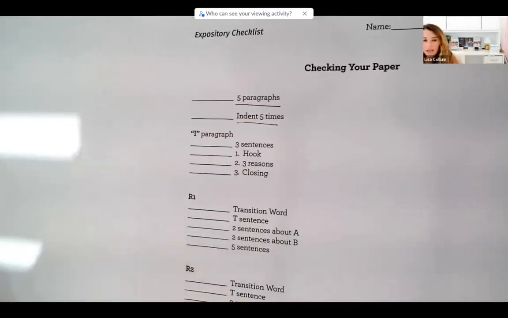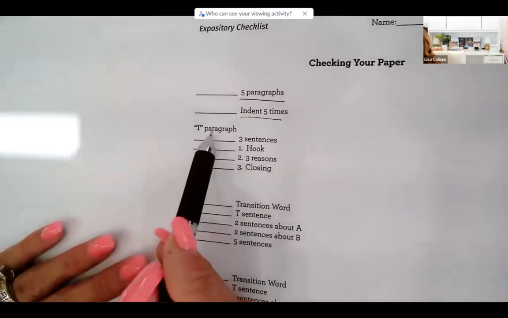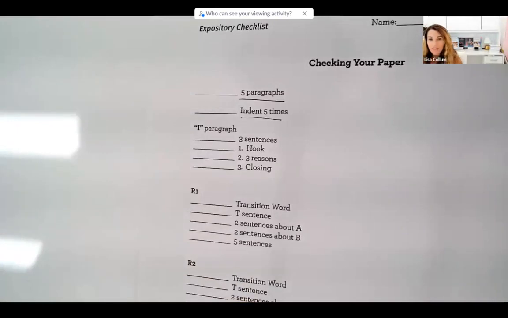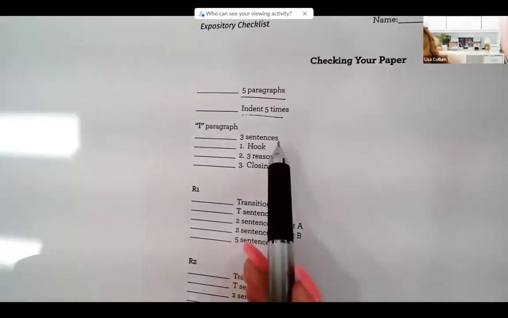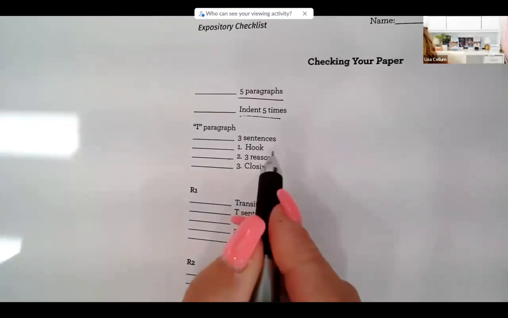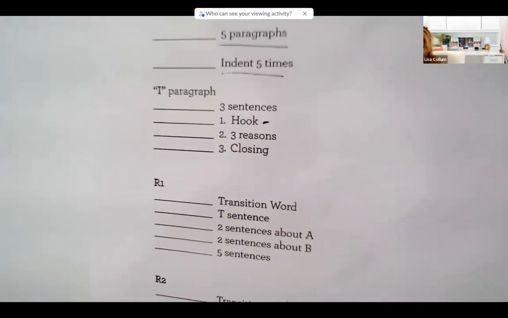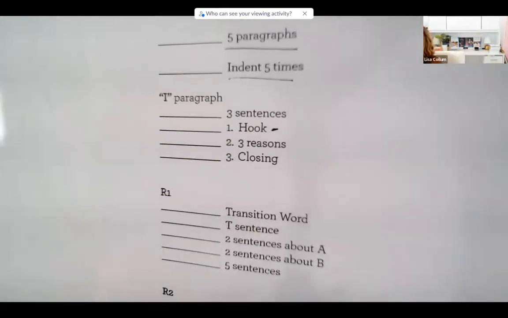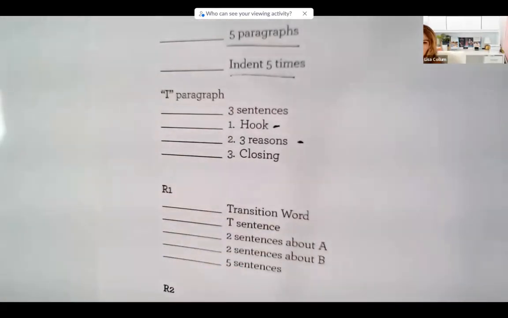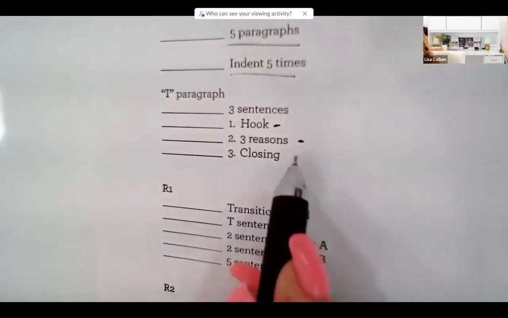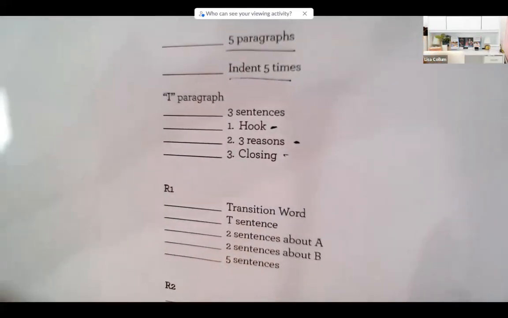Now remember, the I paragraph is the introduction paragraph. There are 3 sentences in the introduction paragraph. The first sentence is called the hook. The second sentence is called our 3 reasons. And the third sentence is called our closing statement.